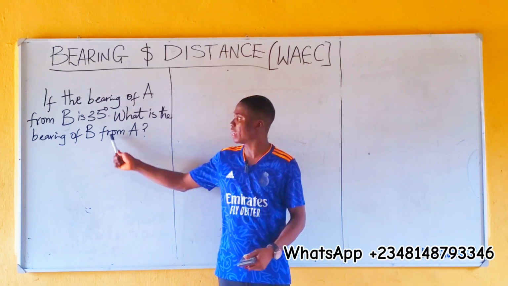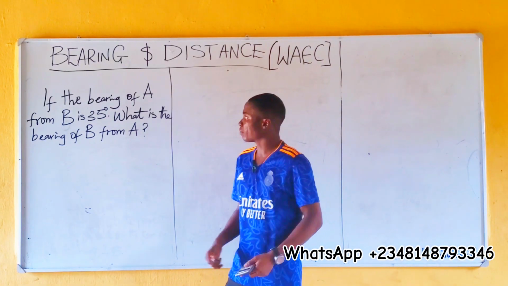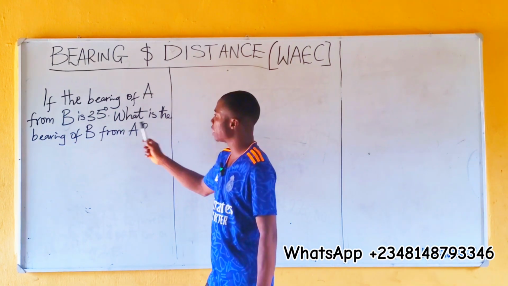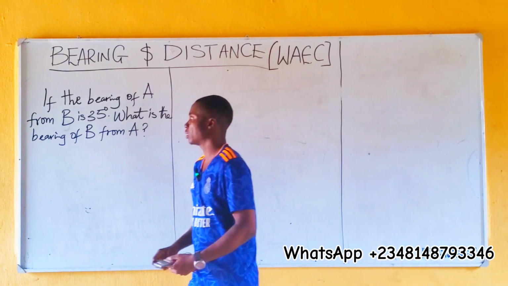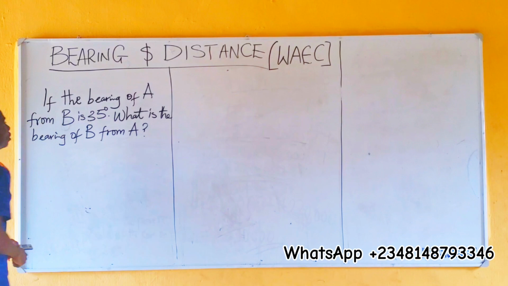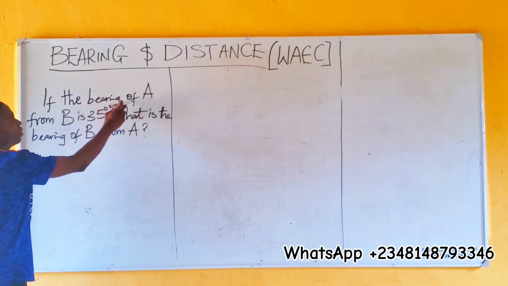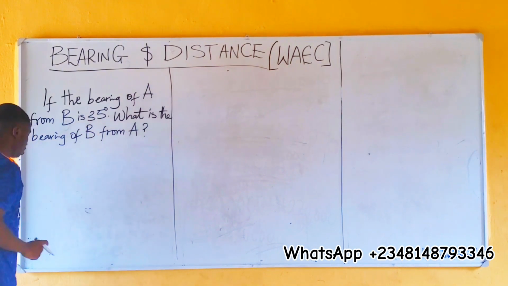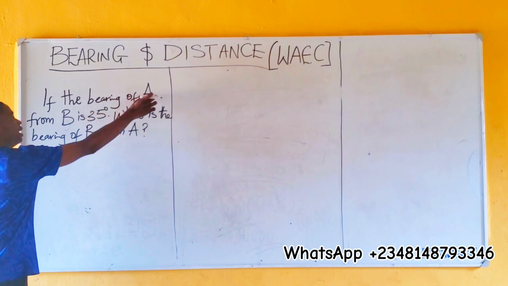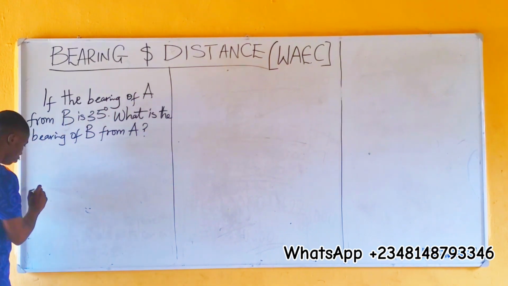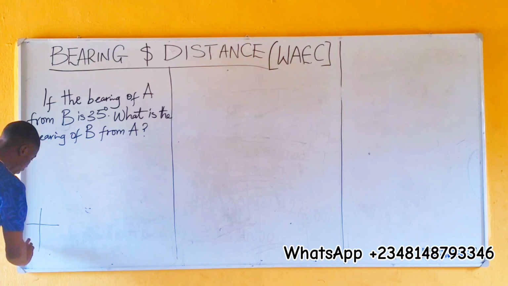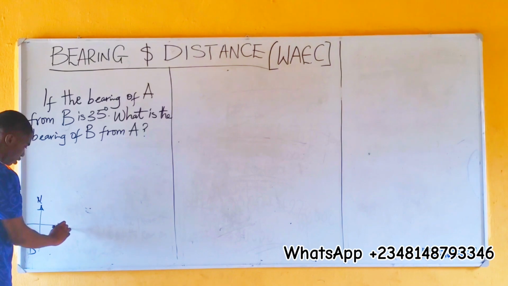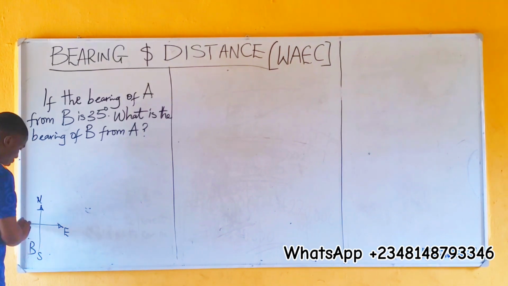Okay, so we have a problem here. The problem is this. If the bearing of A from B is 35 degrees, what is the bearing of B from A? Now, if the bearing of A from B is 35 degrees, so we are to find A from B. That means we will draw B before A. This is B. This is north, east, south, and west.